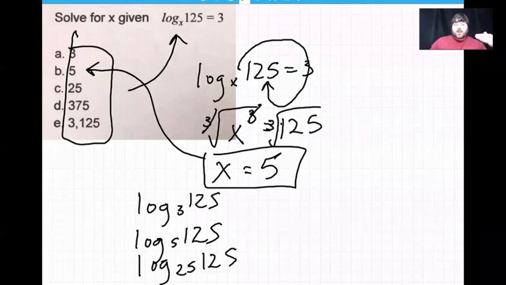Maybe start with C, or excuse me, start with B. If B is right, then you got it. If B is too big, then you go to A. If it's too small, then you choose D, and then you do that process again. But we already figured out it was B.